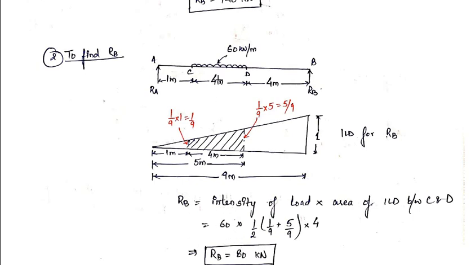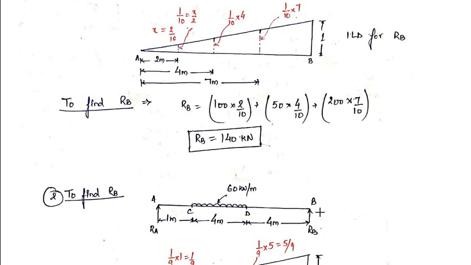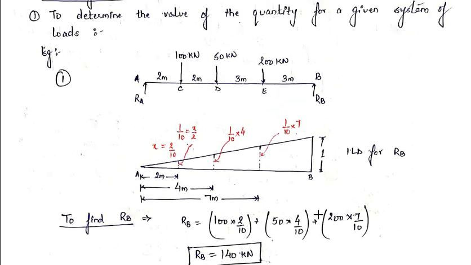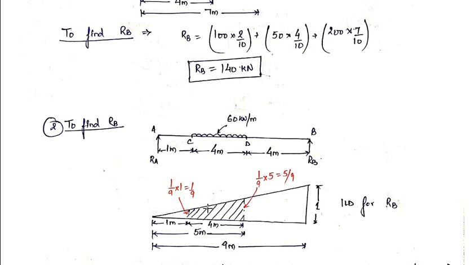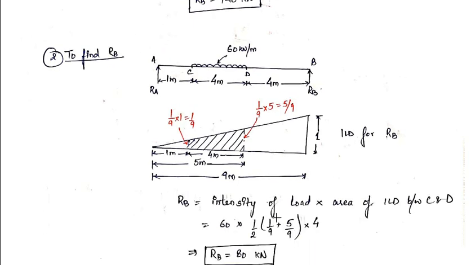So the intensity of load is 60, and the area of this trapezium will be half sum of parallel sides, which will be 1 by 9 plus 5 by 9, and the height of this trapezium is 4 meters. So this will give you RB as 80 kilonewtons. So you just have to keep one thing in mind, that for the point loads you have to multiply the load with the ordinate under the load, and for the UDL you have to multiply the UDL with the area covered by the UDL in order to get the values.